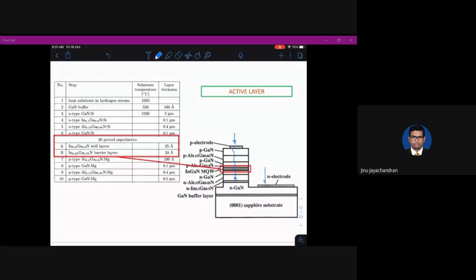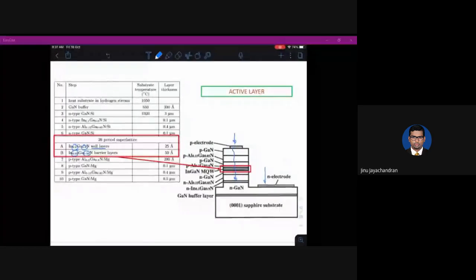And along with this superlattice, you have a quantum well layer made of indium gallium nitride of 0.2 and 0.8 composition. There's a quantum barrier layer, which is of indium gallium nitride of 0.05 and 0.95 composition. So quantum well layer is where the population inversion is happening. And the quantum barrier layer will make sure that the carriers are confined.